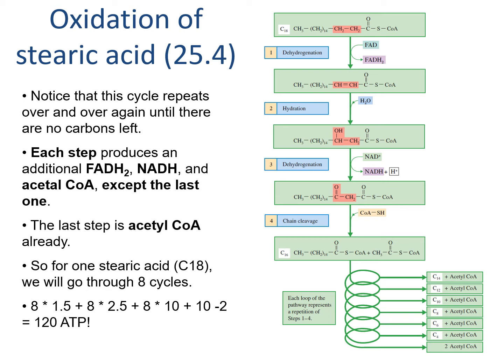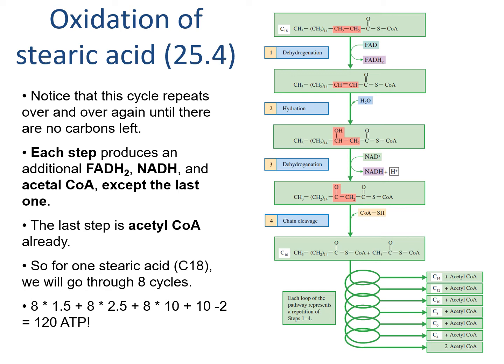This repeats 8 times. After the 8th beta oxidation, the 2 acyl CoAs that are produced are both acetyl CoA. When we go from 4 down to 2, it splits into 2 acetyl CoAs because a 2-carbon acyl CoA is acetyl CoA. So we don't need to go through beta oxidation for those very last 2 carbons. They just enter the citric acid cycle.